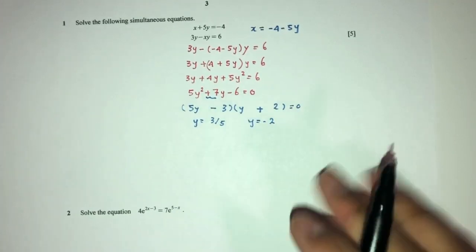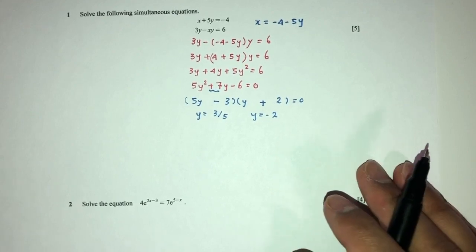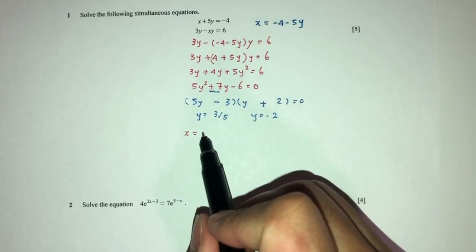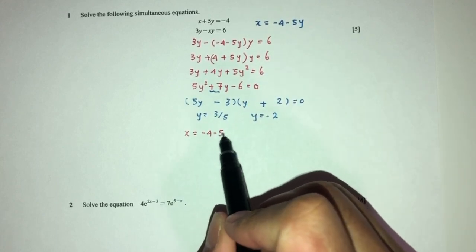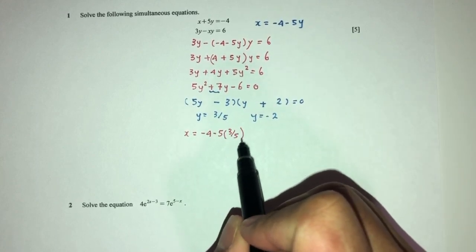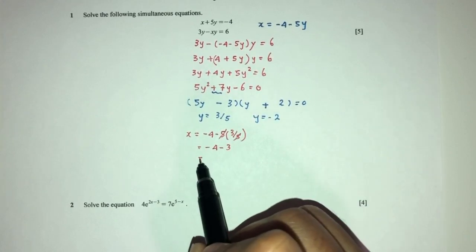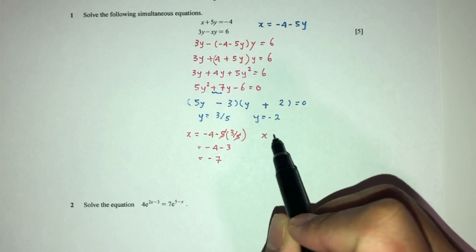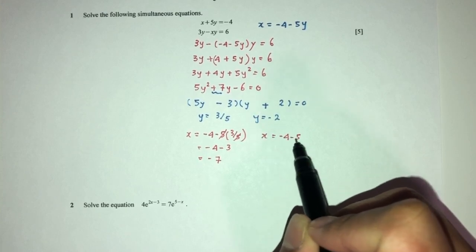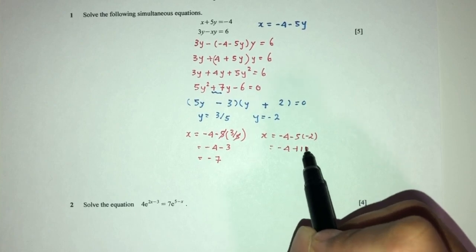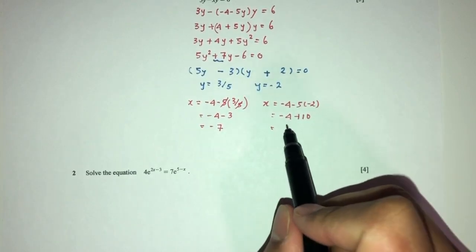Now, for each of those values, find its corresponding value of x. So x will be replaced back in your equation. Minus 4 minus 5 times y is 3 over 5. This will go away. Minus 4 minus 3, minus 7. x will be minus 4 minus 5 times minus 2. Minus 4 plus 10, and that should give you 6.